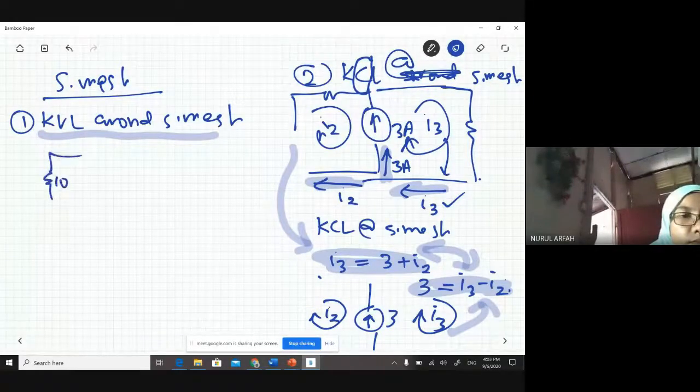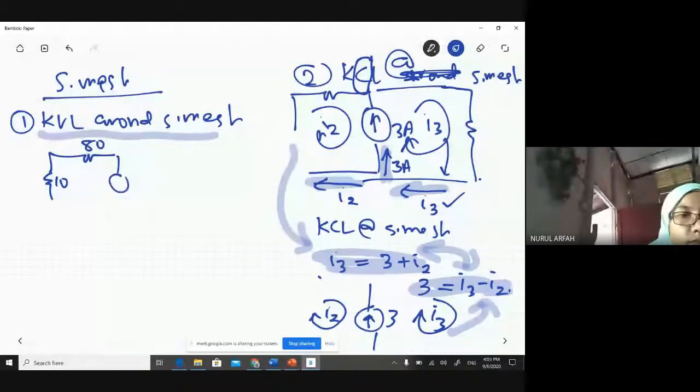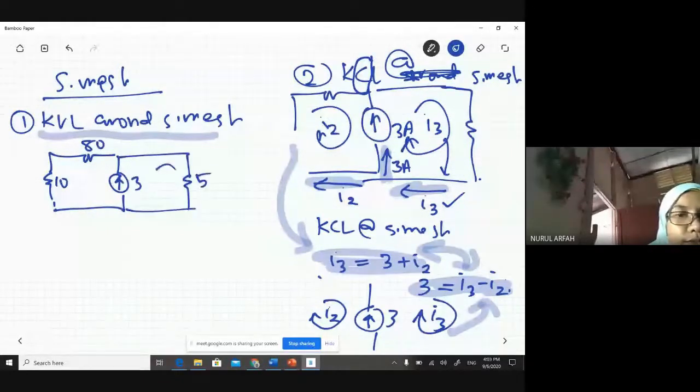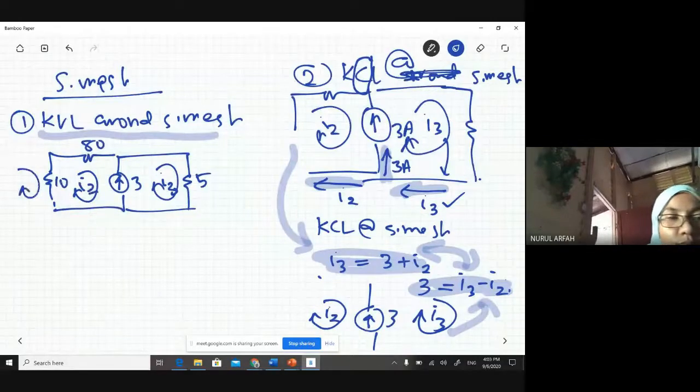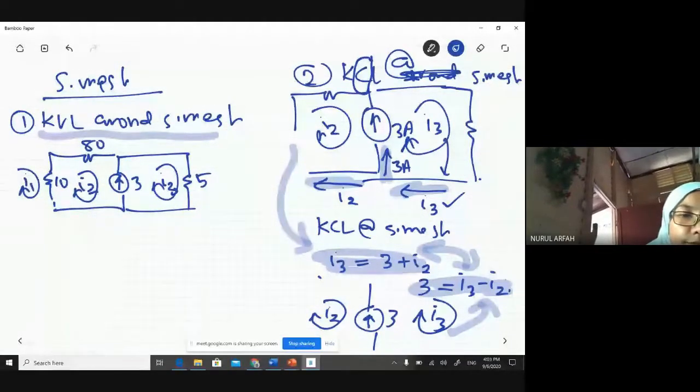This is 10, 80, 3. This is 5. I3, I2. Okay, and this is I1. Right. So we start from maybe the easiest one, 5.